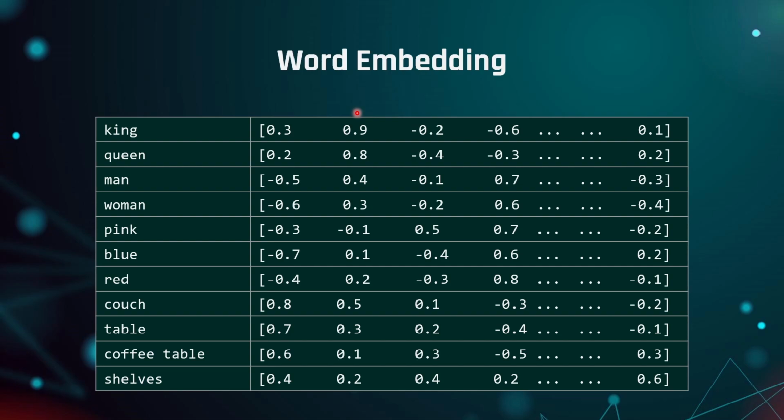So instead of Tamim or Shakib, if we try to use different words, say king or queen, man, women, pink, blue, red, or some furnitures maybe. So let us try to do something. Let us try to plot these dense vectors. But প্রথম যে কোয়েশ্চেনটা মাথায় আসে যে এটা কি আদৌ সম্ভব?